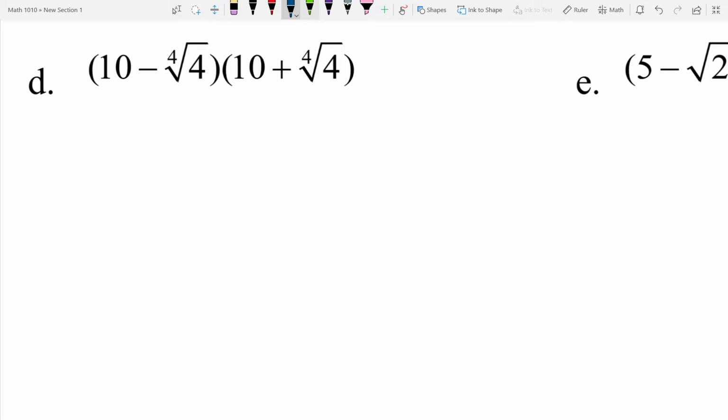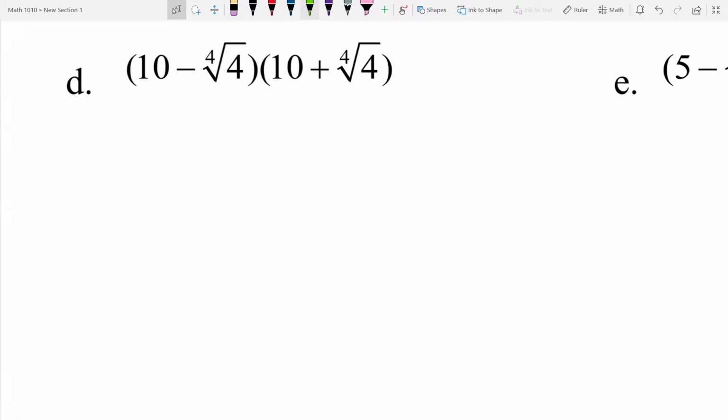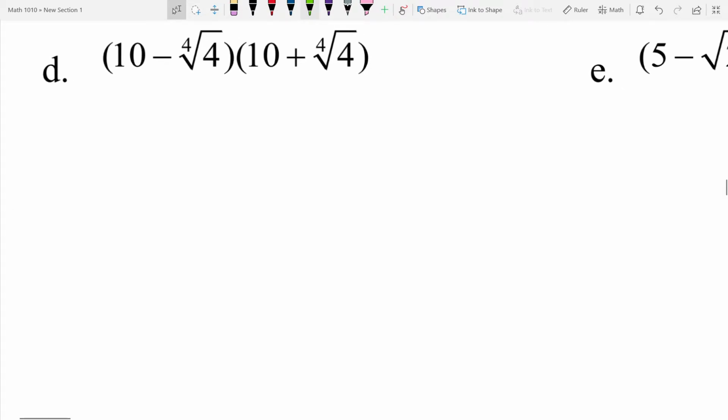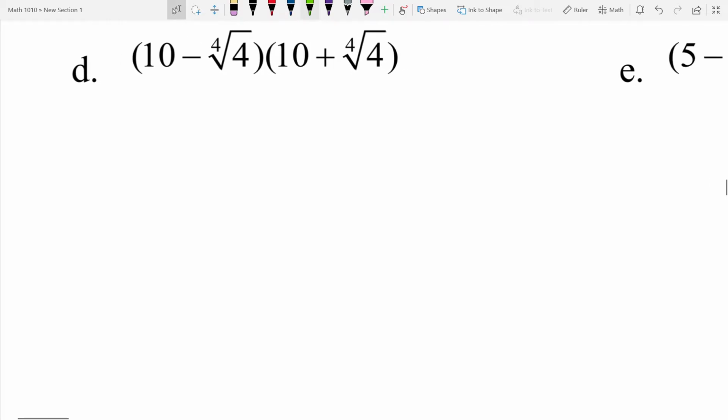Pretty sure we've talked about this in this class. I get my 1010 and my 1050 mixed up. 10 minus the 4th root of 4, 10 plus the 4th root of 4. This and this have a word that describes the relationship between these things. What's the word? Do you remember the word? It is a conjugate, yes.